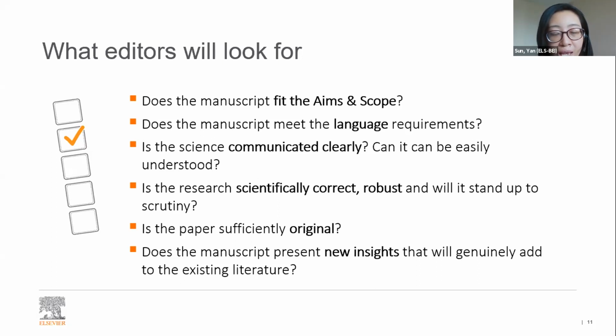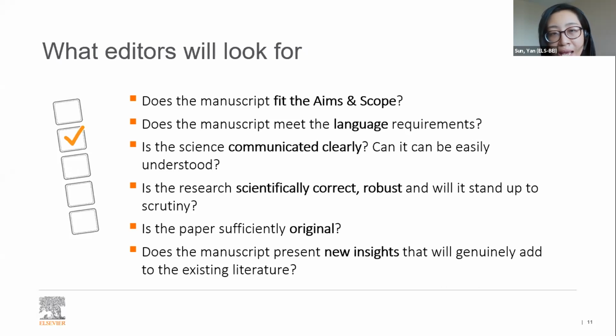But here I'd like to share with you a few points on how editors and reviewers look into your article. In the screening stage, the editor would look for, firstly, whether your article fits the aims and scope. You might not be able to imagine how many articles were rejected because they were out of scope. We do hope authors can read our guide for authors and the aims and scope of the journal before your submission.